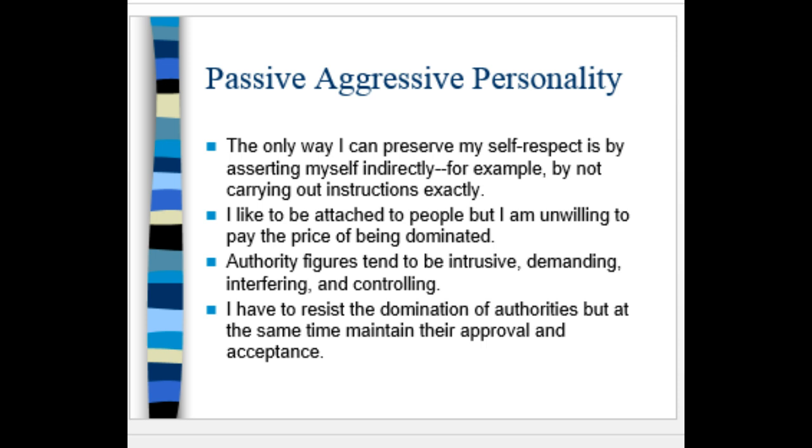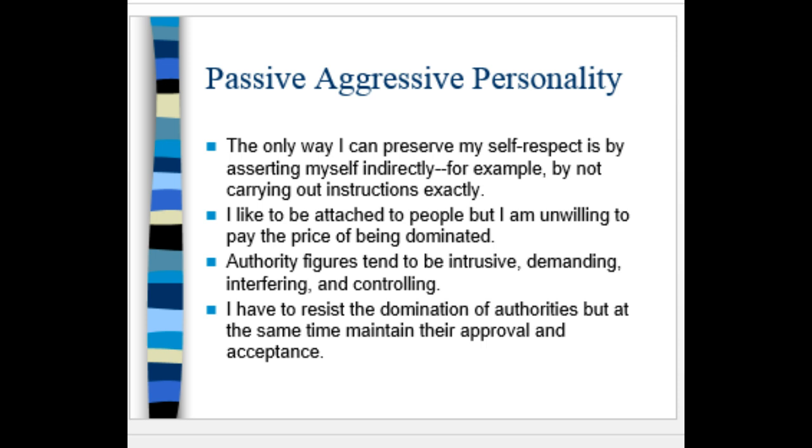They feel, I like to be attached to people, but I am unwilling to pay the price of being dominated. In other words, I want to have close friends, I want to have a partner in life, but I get very anxious and upset if I think they're trying to dominate me, and they almost always are. This is the thinking of the passive-aggressive personality. They almost always are trying to dominate me, and while I want to be their friend and I want to be involved with them, I don't like that. Nobody likes that. What's important is the way we respond to that.